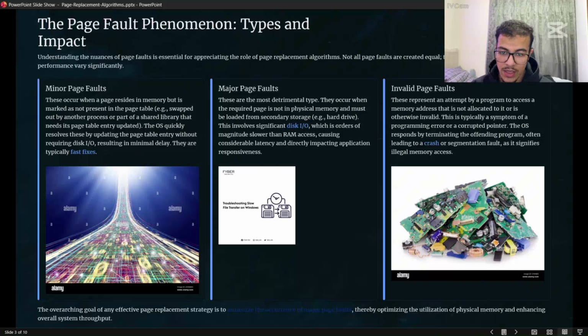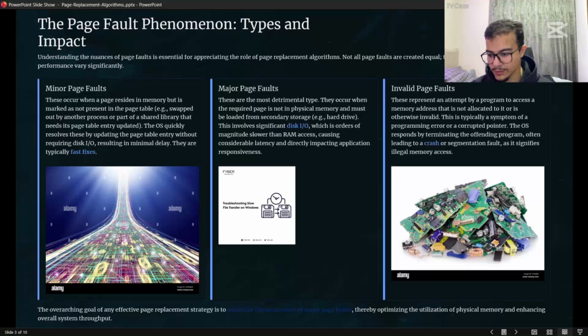Invalid page faults. These represent an attempt by a program to access a memory address that is not allocated to it or is otherwise invalid. This is typically a symptom of a programming error or a corrupted pointer. The OS responds by terminating the offending program, often leading to a crash or segmentation fault, and it signifies illegal memory accesses.